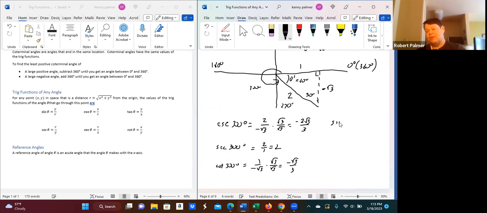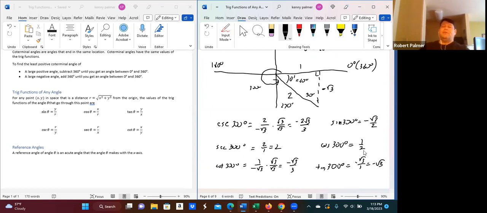And so then the sine of 300 degrees is going to be negative square root of 3 over 2. The cosine of 300 degrees is the reciprocal of 2 over 1, which is 1/2. And then finally, the reciprocal of cotangent is tangent of 300 degrees. And that's going to be negative square root of 3 over 1, or just negative square root of 3.